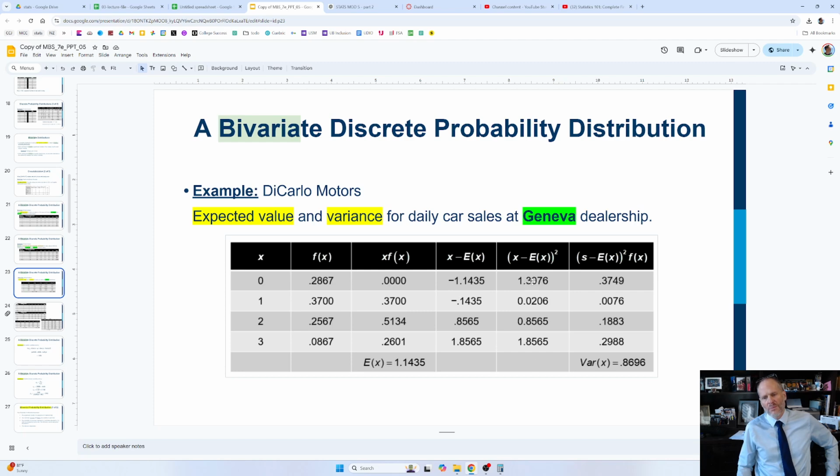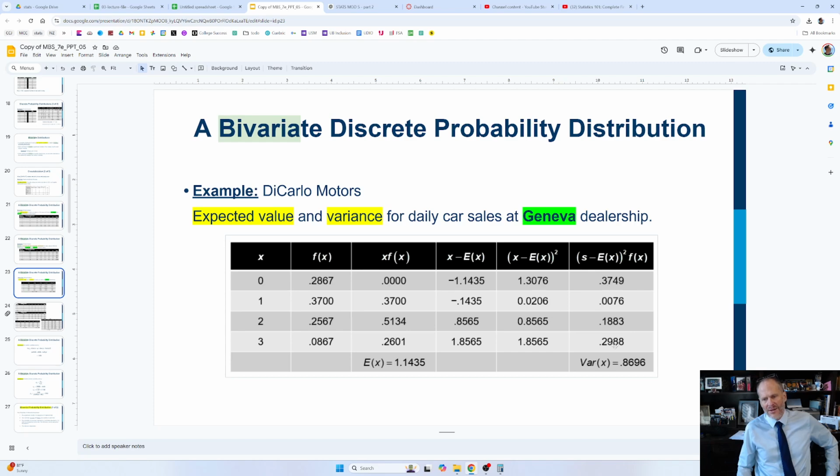So 1.3076 times 0 is... that's not right. 0 times anything is 0. Sorry. We multiply it by the f(x). So we put this in here, we get this probability here. Put the 0, the random variable, into the function, we get the probability. So the probability f(x), 0.2867 times 1.3076 is that. And 0.37 times that is that, and so on and so forth.